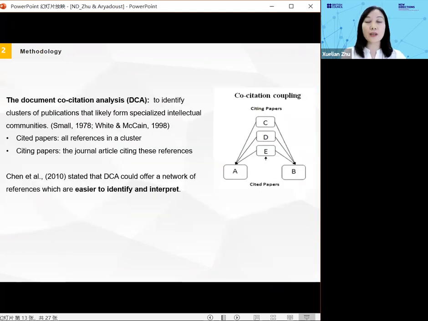We employed one important sub-method of scientometrics, which is document co-citation analysis, in our study. As to document co-citation analysis, I would like to point out the graphic on the right. C, D, E are three journal articles. They cite A and B. A and B hence are called cited papers, and C, D, E are called citing papers. The more C, D, E, if we have C1, C2, C3, or D1, D2, D3, they accumulate to become a cluster.